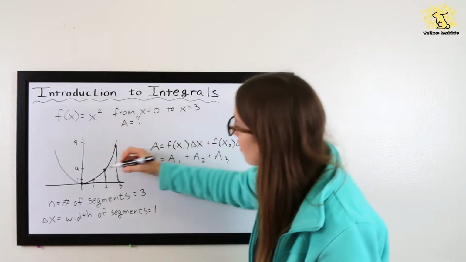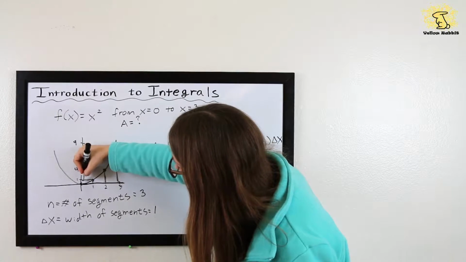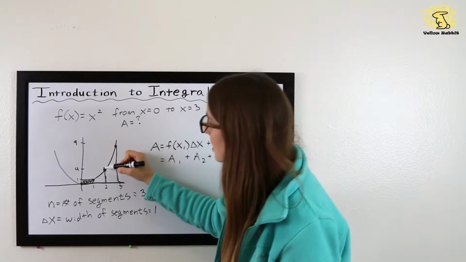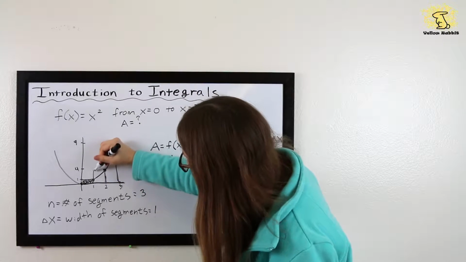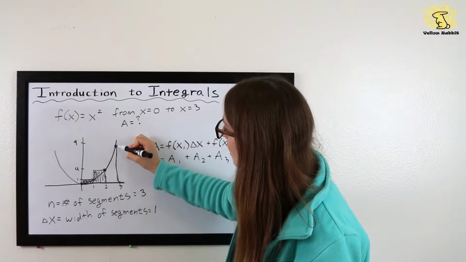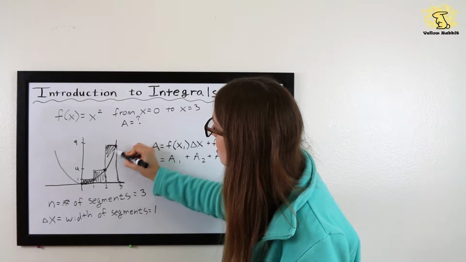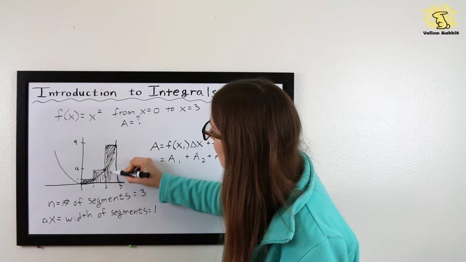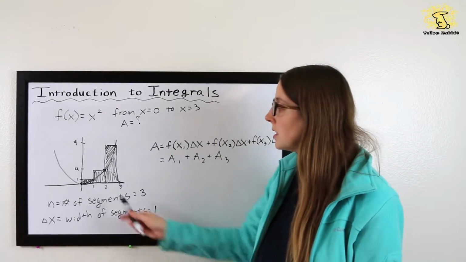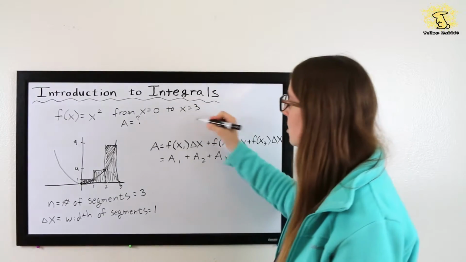So for segment 1, that would be this point here, (1, 1). For segment 2, it'll be this point, (2, 4). And for segment 3, this point here, (3, 9). So this gives us a new set of constructed rectangles. Since we formed these rectangles using the right-hand point of each segment, this is called the right-hand approximation.